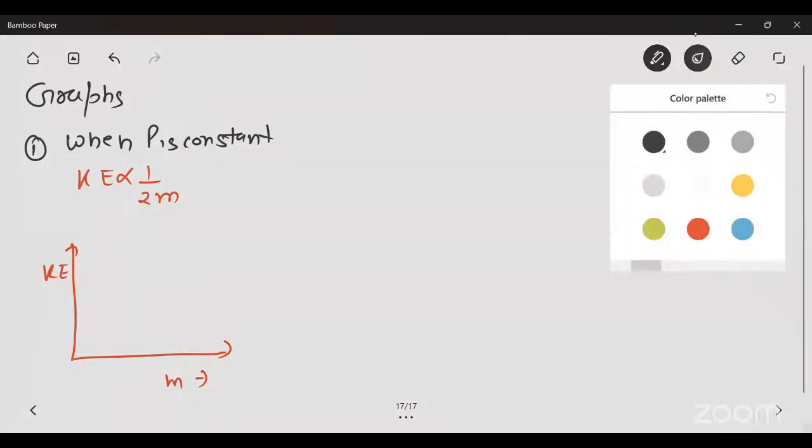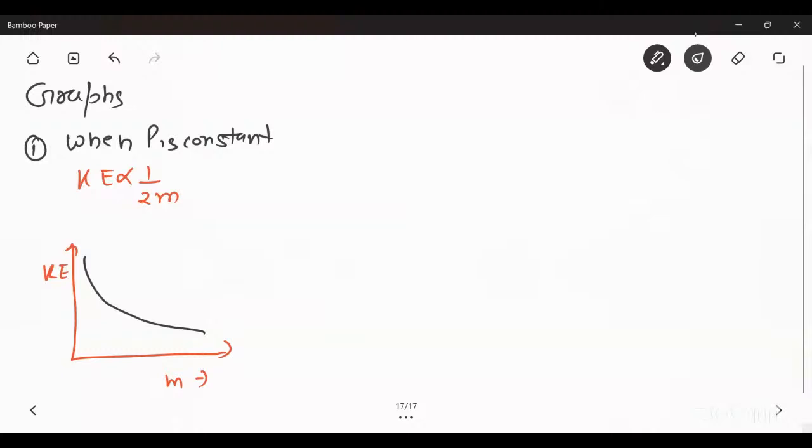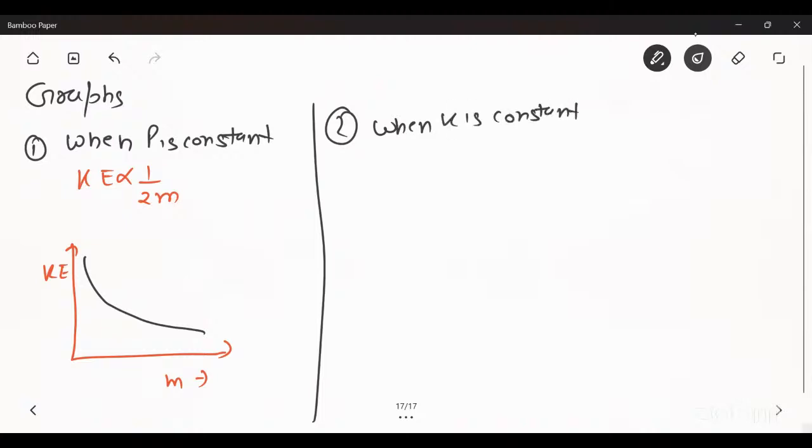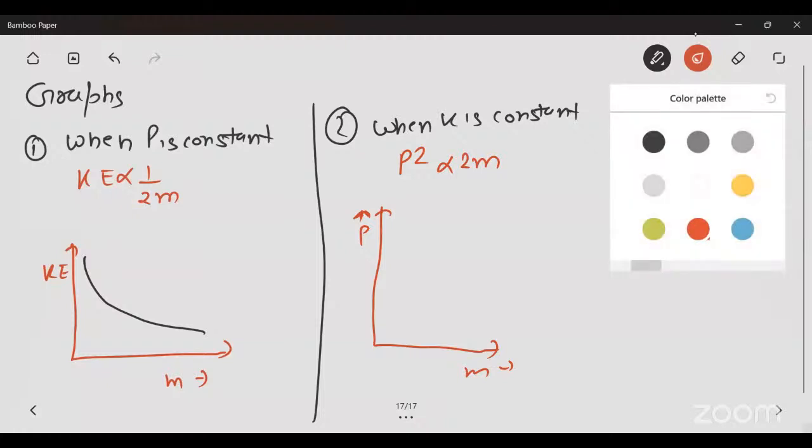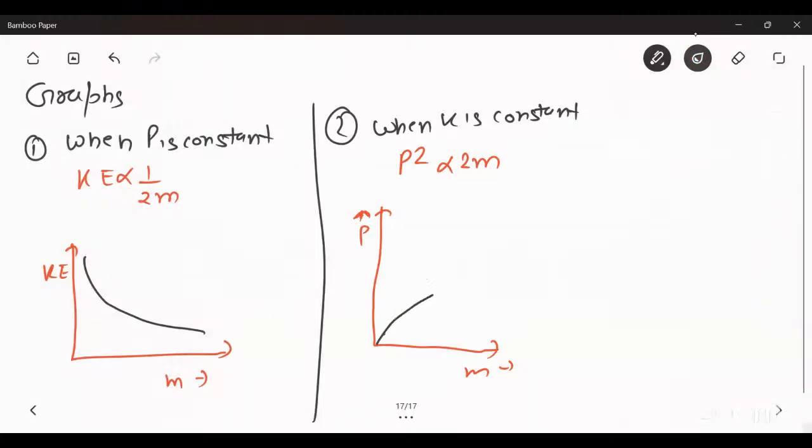That means it was like that. Now come to the next part. When K is constant, P square is directly proportional to 2M. So P square is directly proportional to 2M. Now the graph between P and M was like that.